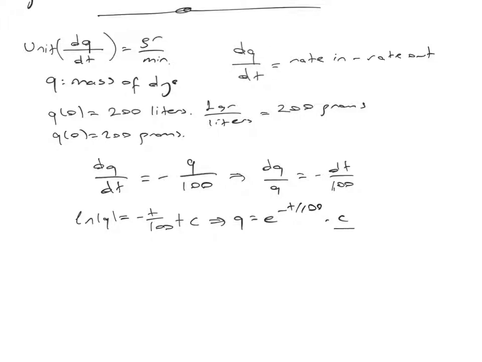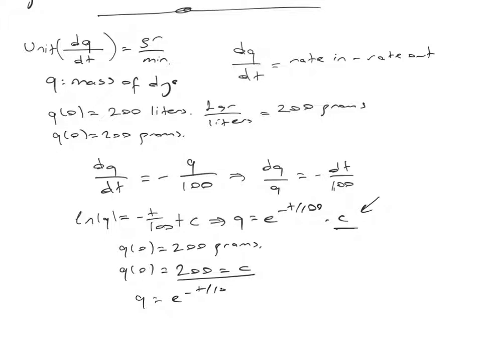We will find the constant c from the initial condition, which is Q0 is equal to 200 grams. So Q0, which is 200 grams, is equal to e to the minus 0 over 100, which is 1, times c. So c is equal to 200. And let's put this number in this equation. Q is equal to e to the minus t over 100 times 200.